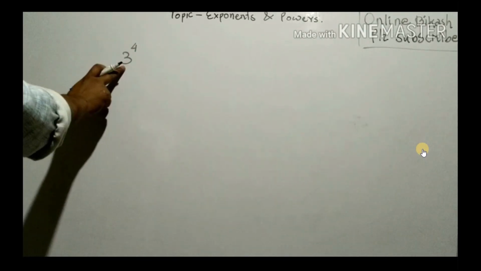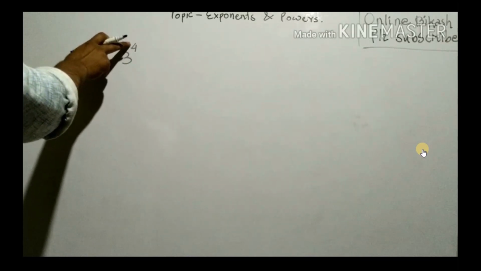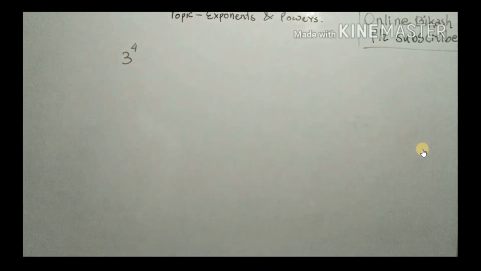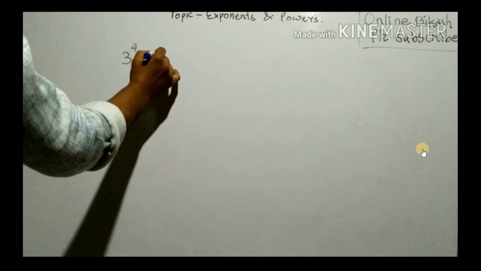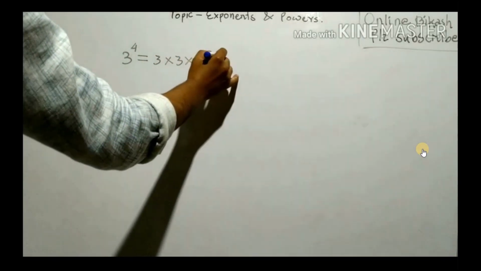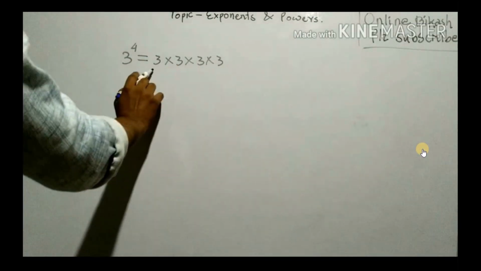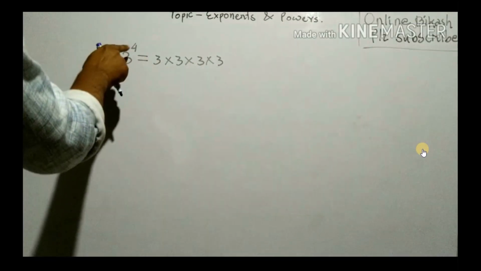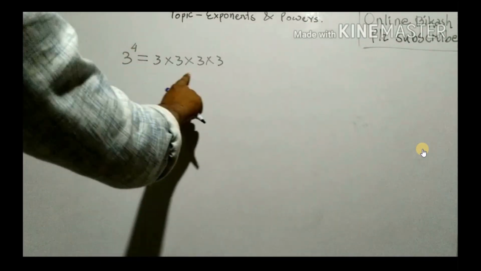So let us discuss 3 to the power 4. This 3 is the base and this 4 is the power, or you can say exponent, or you can say index. In short, from now I will say 4 is the power of 3. Now 3 to the power 4 means what? 3 will be multiplied how many times? 4 times, because of that 4. Is it clear? 4 times the 3 repeatedly will be multiplied.